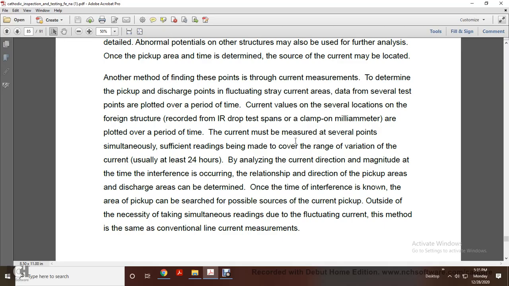Efficient readings are made over the full range of the variation, currently using 20 to 24 hours, by analyzing current direction and magnitude at the time of the interference. The relation of the direction of the pickup area to the discharge area can be determined once the time of the interference is known. The pickup area can be searched for possible sources of the current outside, with the necessary simultaneous readings, due to the fluctuating current, in the same way as conventional line current measurements.